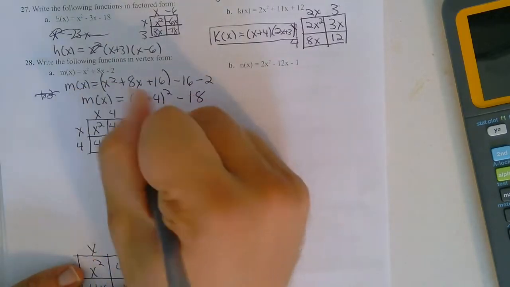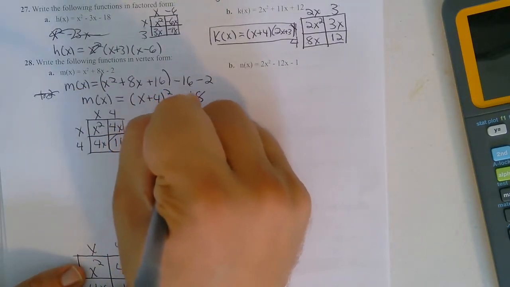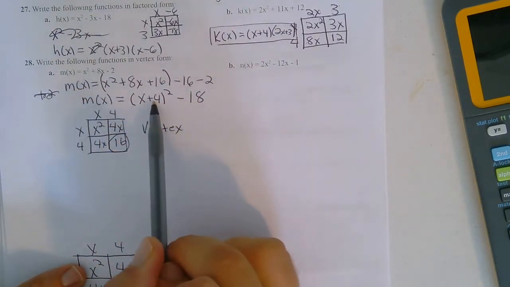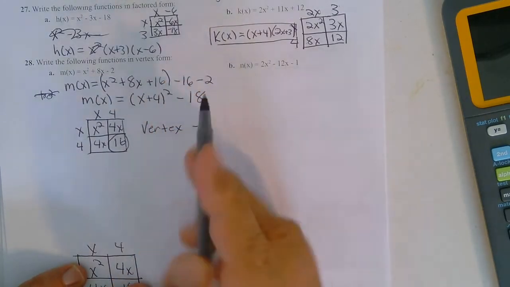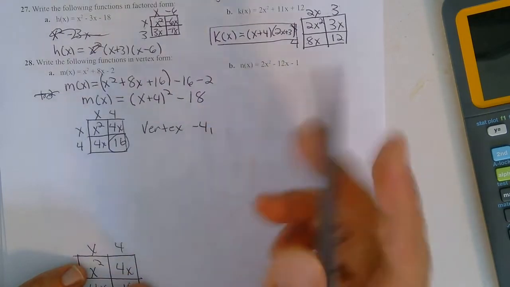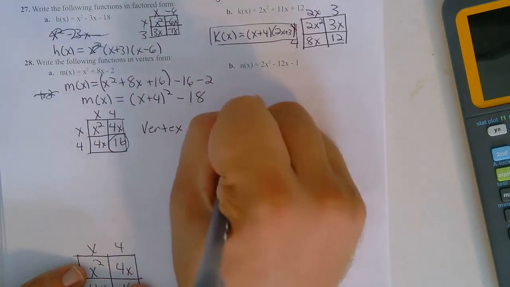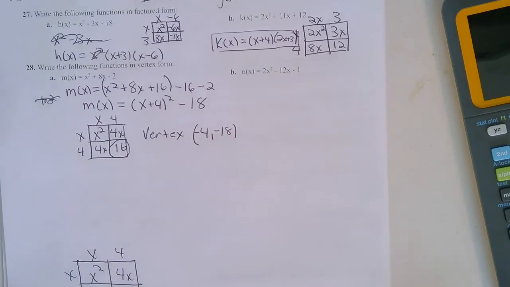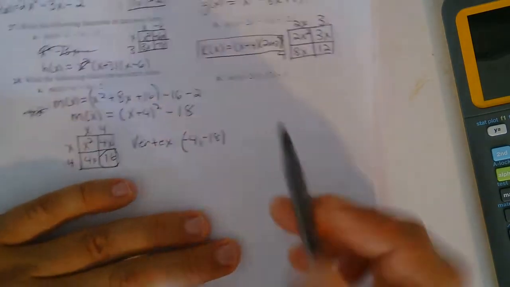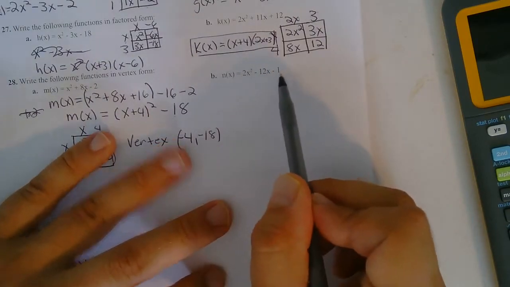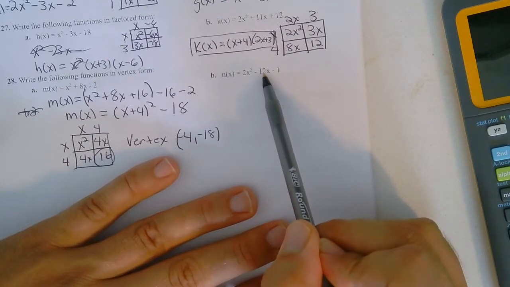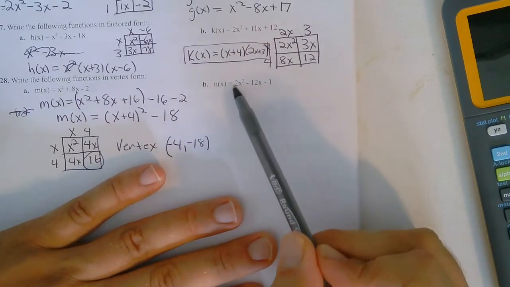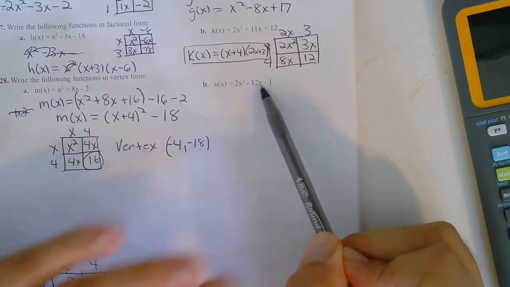Now my vertex, remember, it's x minus h, so this would be the opposite of 4, which is negative 4. And then this is the k value, or the y value, which is negative 18. So, of course, we're going to practice that again. So if I do this, I have to complete the square on a polynomial with an a term.